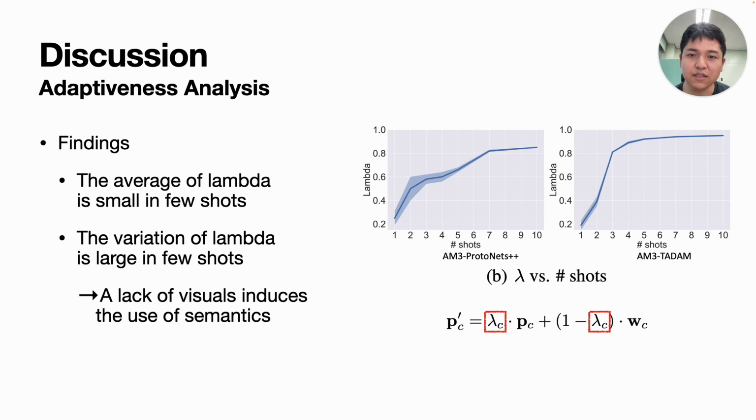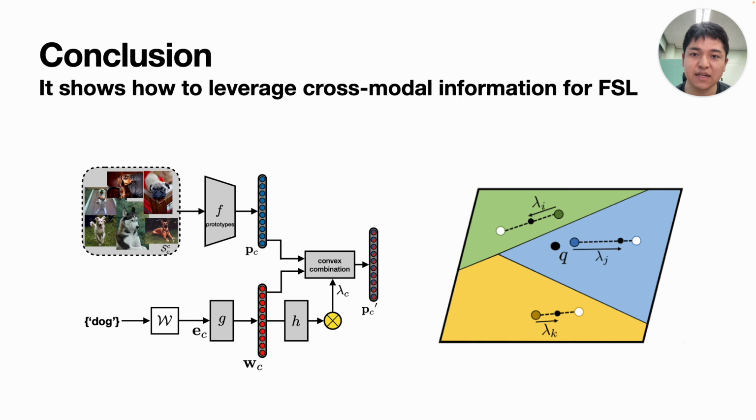They answered the question with lambda, the adaptive mixture coefficient. This graph shows that the average of lambda is small and has a high variance when the number of shots is few. The small lambda means that the model actively uses semantic features when it does not have enough visual information. Also, the high variance means that the model uses semantic features a lot or less depending on how much information the image has.